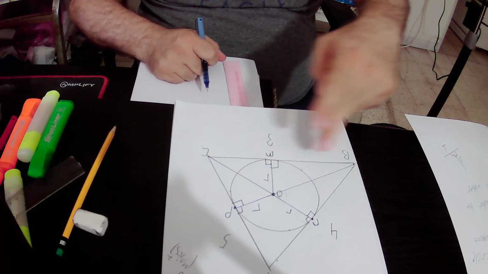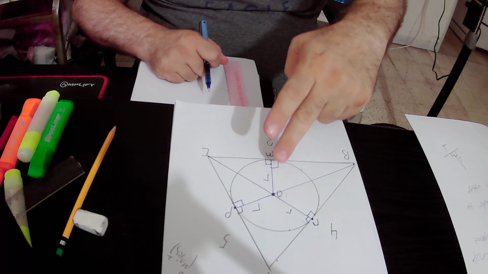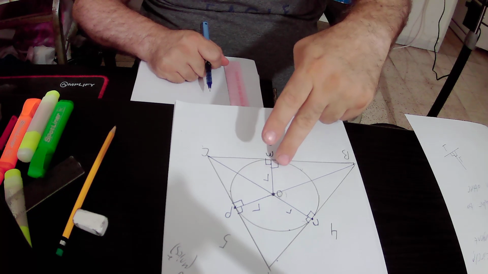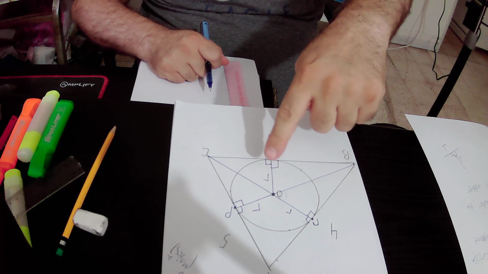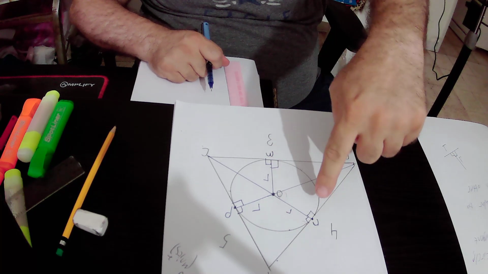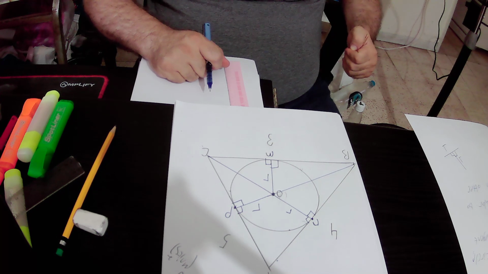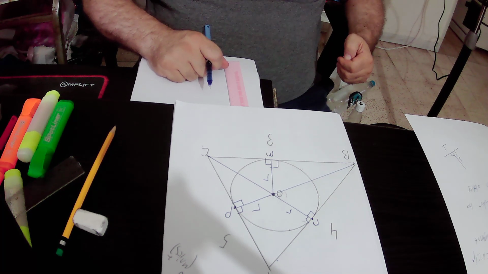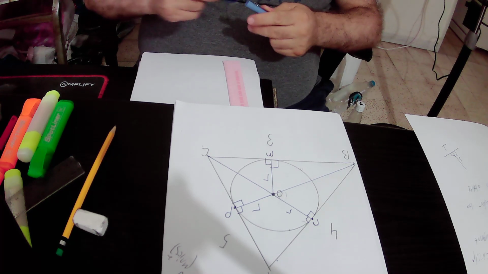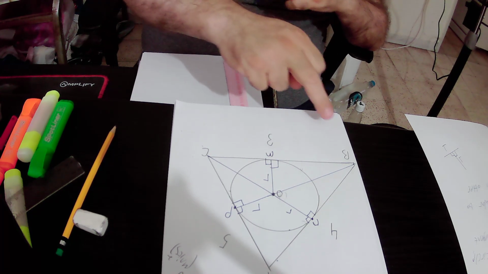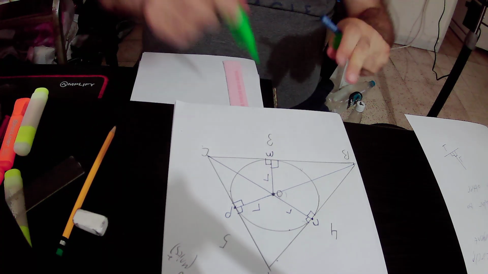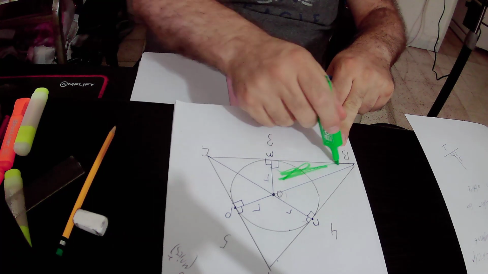In the same way you can say about this radius and its perpendicular, this angle is 90 degrees and this angle is 90 degrees, and we can say the same about the radius and its tangent, that this angle is 90 degrees and this angle is also 90 degrees. Okay, so in the next step we will focus on triangle BOC. It will be the green triangle.